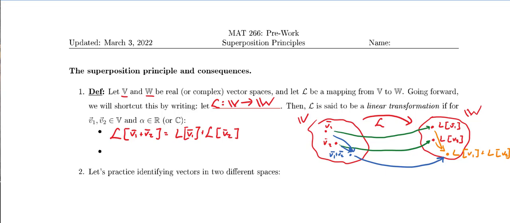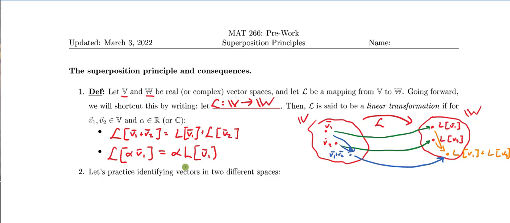The other property of a linear transformation is that it preserves scalar multiplication. If I take a scalar in whatever field I'm working with, here I'm assuming R, and multiply it to vector V1, so I start with a vector V1, scalar multiply it by alpha, and then do the linear transformation to that, I get the same thing as if I had first done the linear transformation to vector V1 and then multiplied it by alpha.